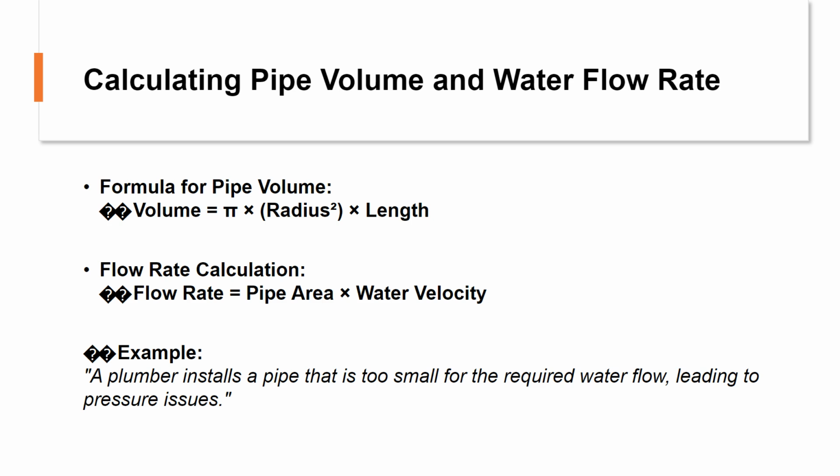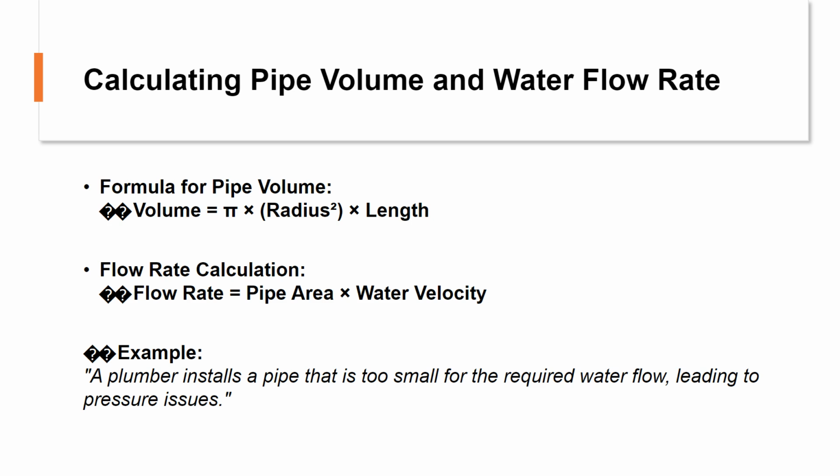Water flow rate calculation. Now flow rate, that's the speed of the water moving through the pipe. Here's the formula. Flow rate equals pipe area times water velocity. So you'll need to calculate the pipe's cross-sectional area and then multiply by how fast the water is moving. If your pipe is too small for the flow rate required, pressure will drop. Fixtures won't work well. Systems may fail.